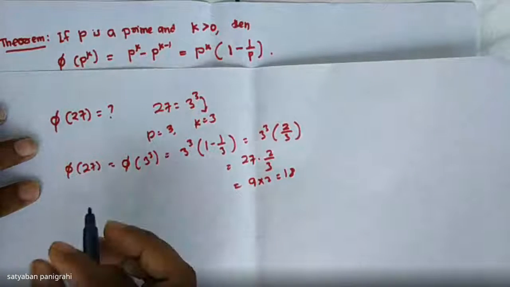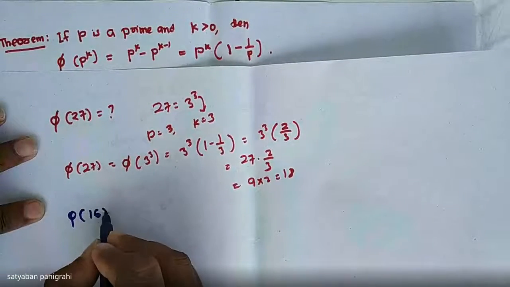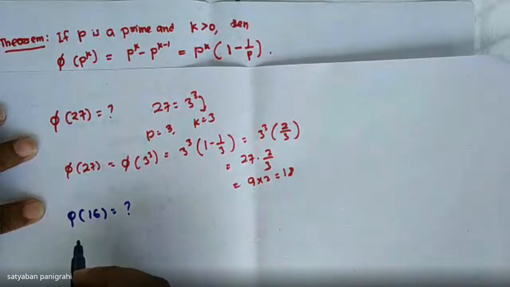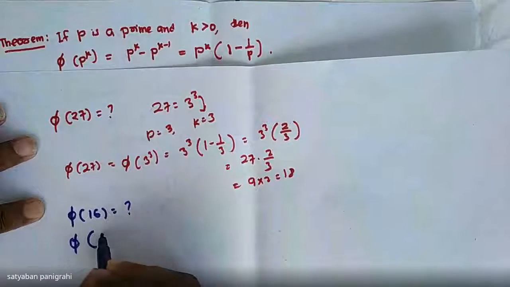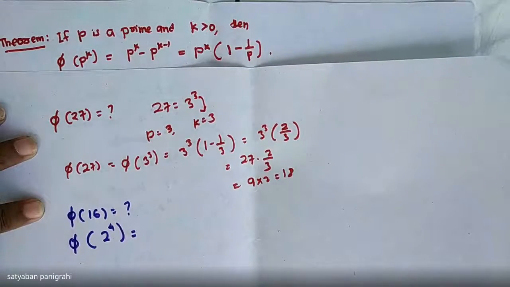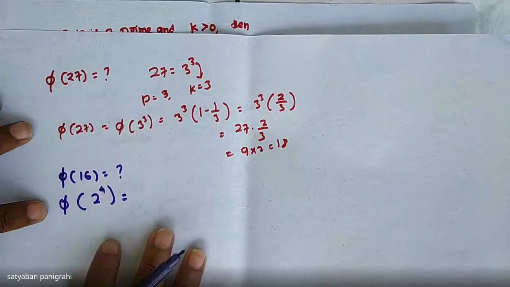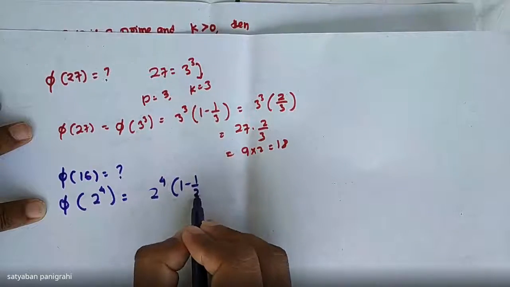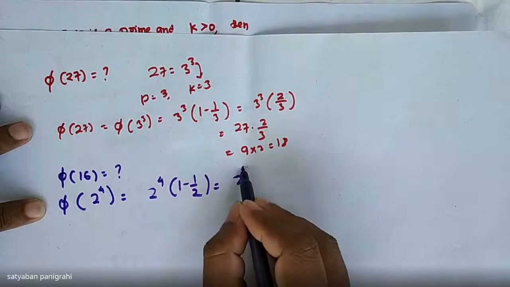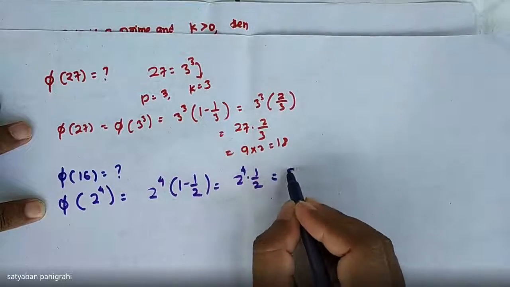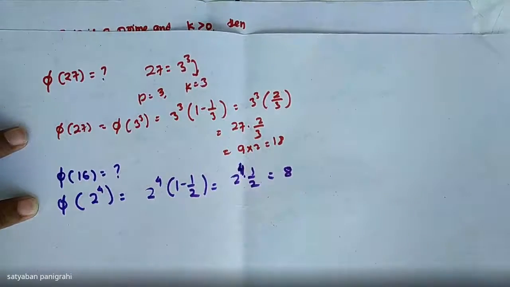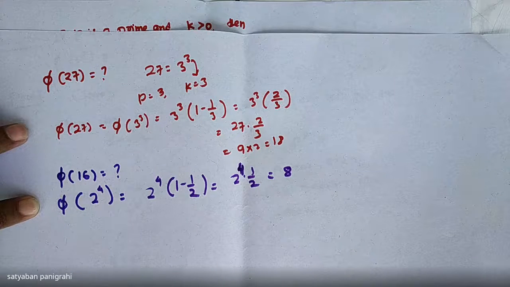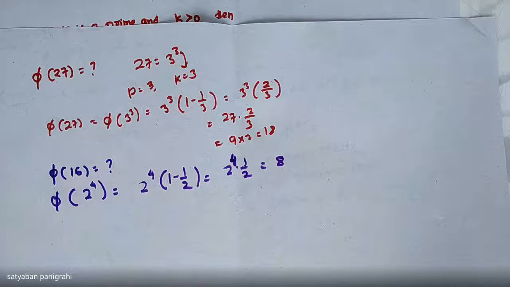Similarly, what about phi of 16? Phi of 16 equals how much? Simple. 16 can be written as 2 to the power 4. That means 2 to the power 4 taking outside 1 minus 1 by 2, that is 2 to the power 4 into 1 by 2, that equals 8. Clear?